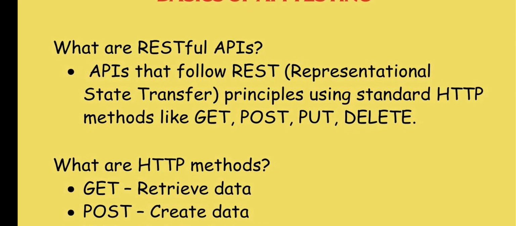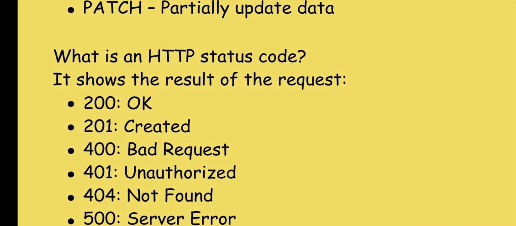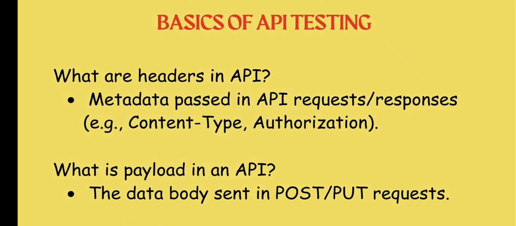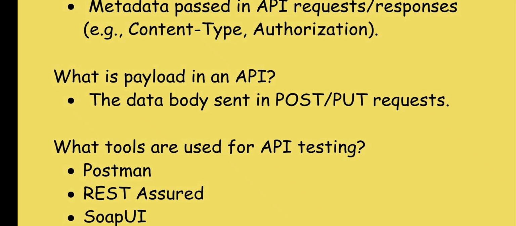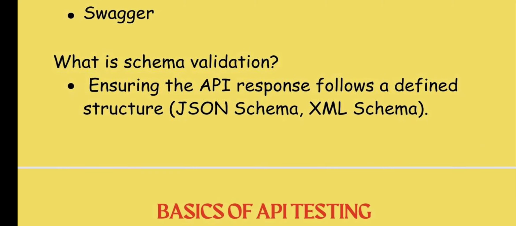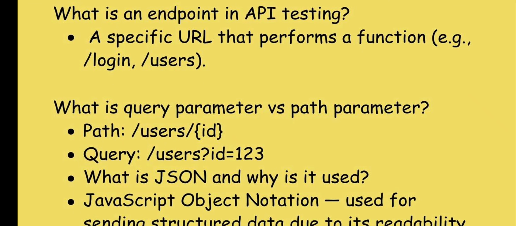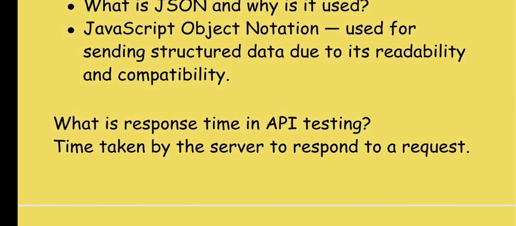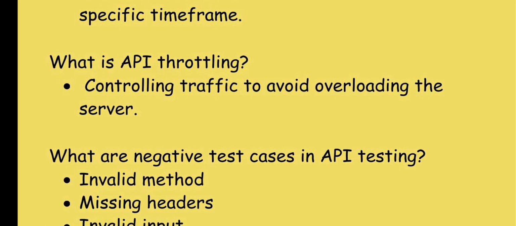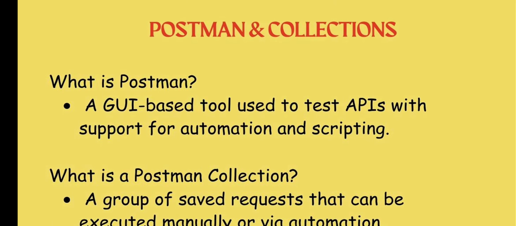Okay, and then the next topic is about what are RESTful APIs, what are HTTP methods, and the next question is about what is an HTTP status code and what are the different types of HTTP status codes which we frequently come across in a working environment, and what are the headers in API, what is a payload in API, what are the tools used for API testing, what is schema validation, what is a base URI in API testing, what is an endpoint, what is a query parameter and path parameter, what is JSON and why it is used, what is the response time in API testing, what is rate limiting, what is API throttling, what are negative test cases in API testing, and what is Postman.